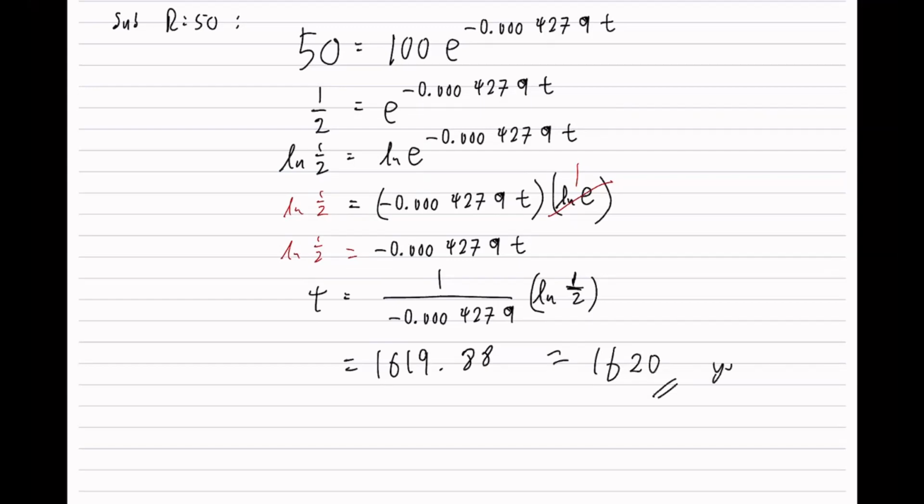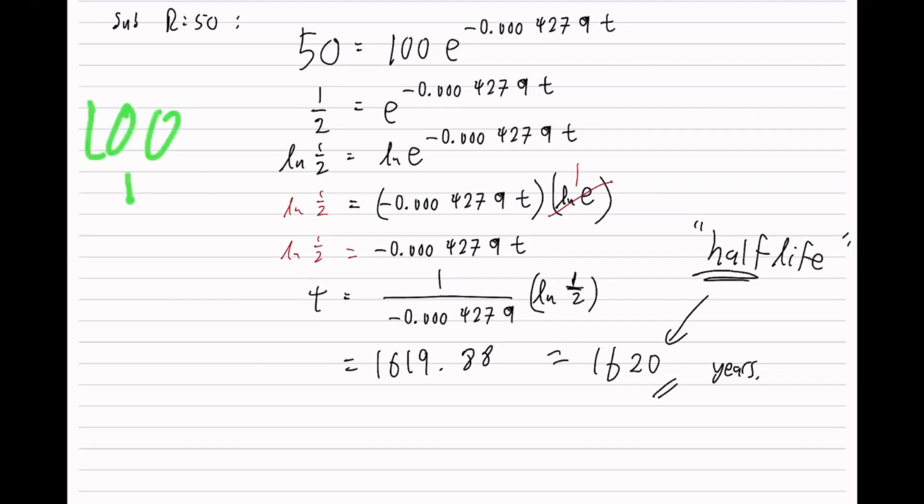Okay, so this is what we call the half-life. Like at first you start with 100, you drop to half of it, 50. This is how long it takes. Half-life from 100 grams.